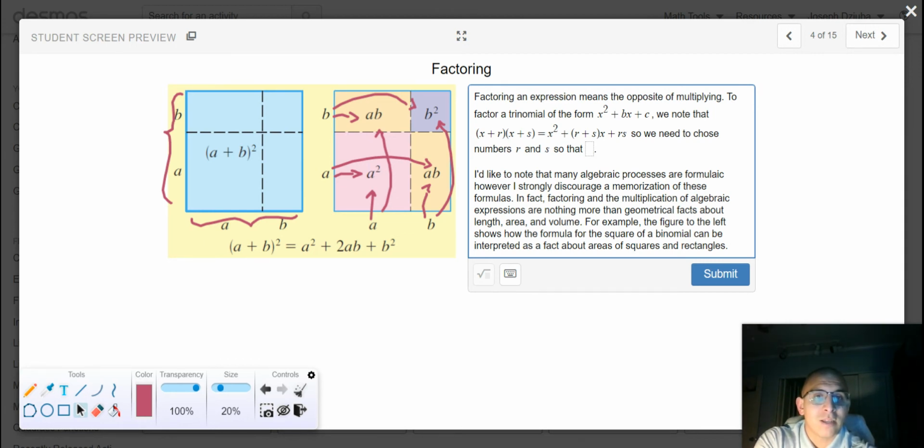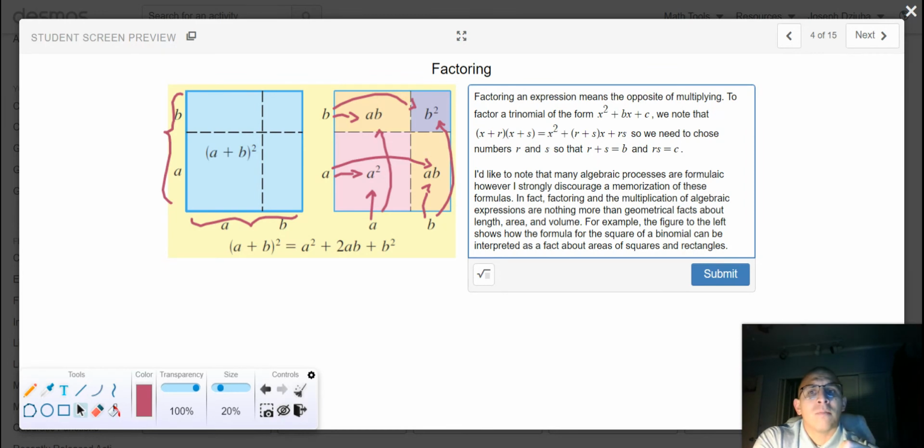So we need to select numbers r and s such that r plus s equals b. And you might have heard this phrase before with your Algebra 1 or Algebra 2 teachers if they've berated you about factoring. They say, you want to pick two numbers that multiply to c and add to b. All right, and we'll talk through that process a little bit more over the next couple of slides.